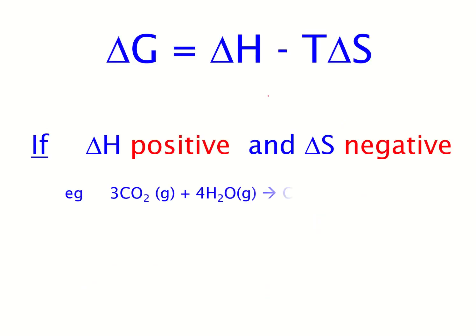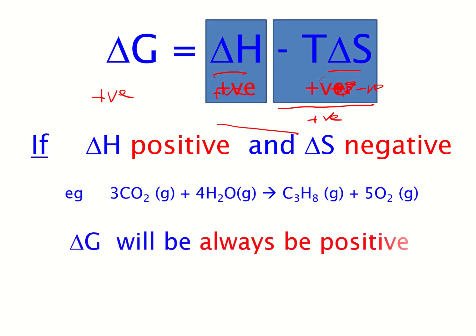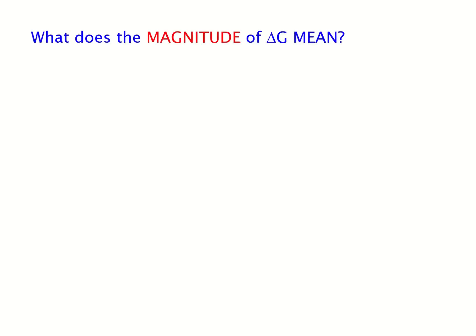This one, we have positive and we have negative for that, which means this term here is also positive. So we've all positivity on this side, so delta G can only ever be positive. It's never going to be negative, so this reaction won't happen no matter what the temperature is. It is not going to be spontaneous. There aren't any actual reactions like this in the world, but it's one that you might be asked about in an exam nonetheless. Right, very quickly, the magnitude of delta G.